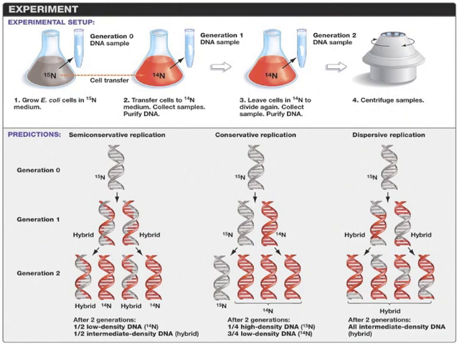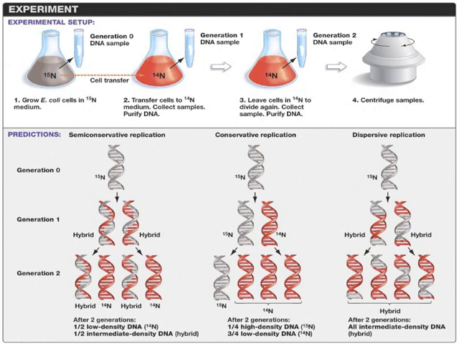The semi-conservative hypothesis predicts that each molecule after replication will contain one old and one new strand. This would mean that half of the second generation would be low-density DNA, those made entirely of nitrogen-14, and half would have an intermediate density of DNA. And an intermediate density of DNA would have half of nitrogen-14 and half of nitrogen-15.